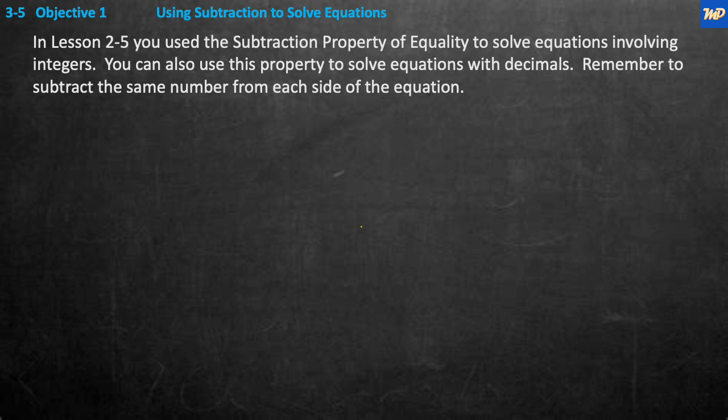Objective 1. Using subtraction to solve equations. In Lesson 2.5, you use the subtraction property of equality to solve equations involving integers. You can also use this property to solve equations with decimals. Remember to subtract the same number from each side of the equation.